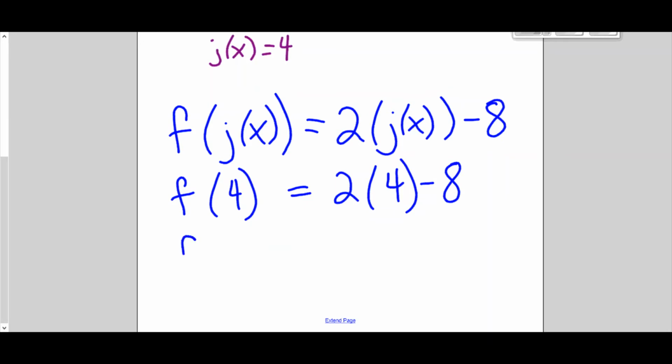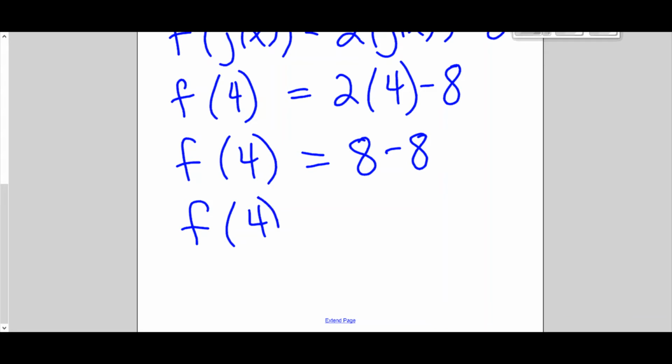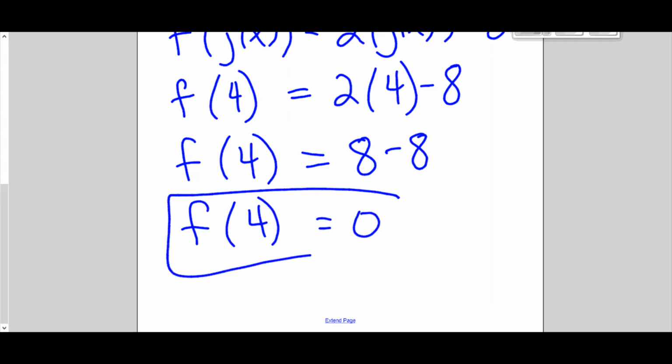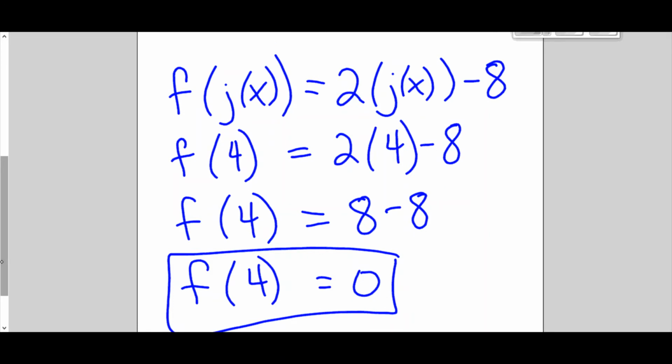So we can simplify the right side. So f of 4, 2 times 4 is 8, minus 8. So this is f of 4 equals 0. And again, this one ended up being similar to the ones that we did at the beginning of the year, because we ended up just plugging in a number for j of x. So our input was 4 and our output is 0. But the interesting thing is that our input came from the j of x function. So you have f of 4 equals 0.